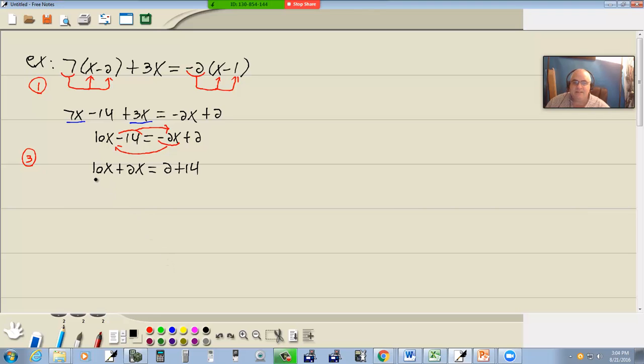Now our note up at top says in any step combine together like terms. 10x plus 2x is 12x. And combine together numbers. 2 plus 14 is 16. Then on step 4, divide both sides by the number in front of your x. The number in front of x is 12, so we'll divide both sides by 12. These 12s cancel. Then we've got x is equal to 16 over 12. These are both divisible by 4, so that gives us 4/3. 16 divided by 4 is 4. 12 divided by 4 is 3. And that's our answer.